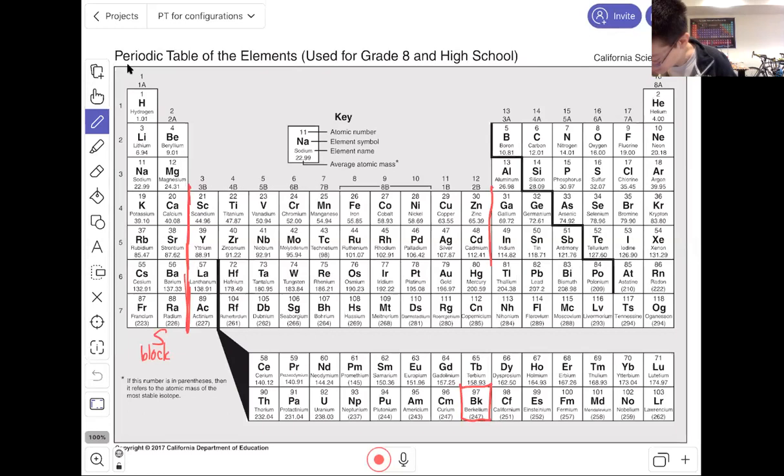D can hold 10 electrons, and if I count 1, 2, 3, 4, 5, 6, 7, 8, 9, 10, this middle section is what we refer to as the D block. P can hold 6, and if I look at this section at the right, 1, 2, 3, 4, 5, 6, it's my P block, which by default leaves my bottom as the F block.